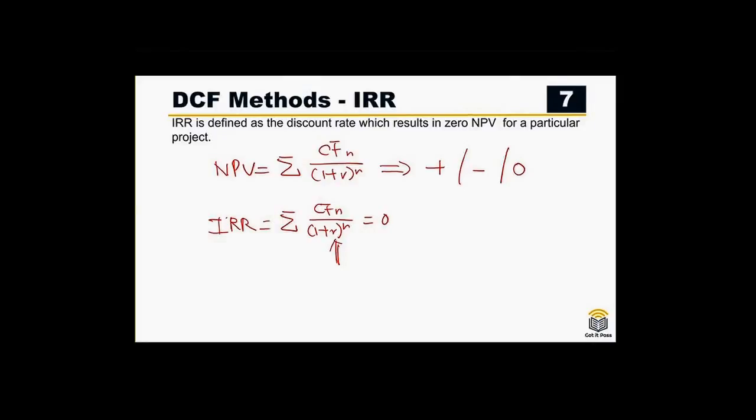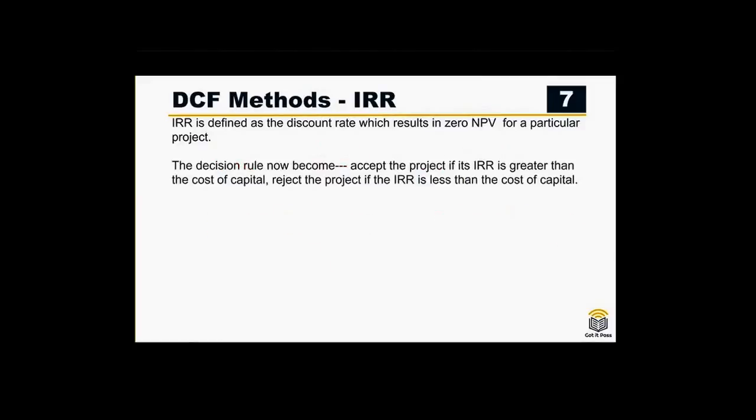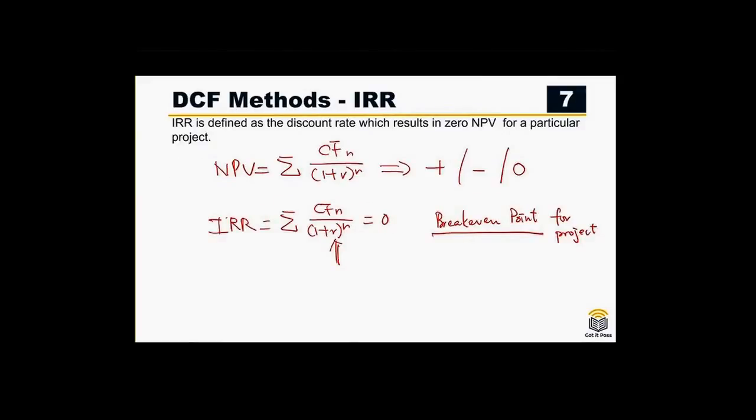So what does it mean? It means a discount rate that gives a break-even point for a project. Is it clear? I hope you're clear. The difference is that NPV can have three different answers, positive, negative, or zero, but IRR has only one answer, zero, because it is finding a break-even point for a project.